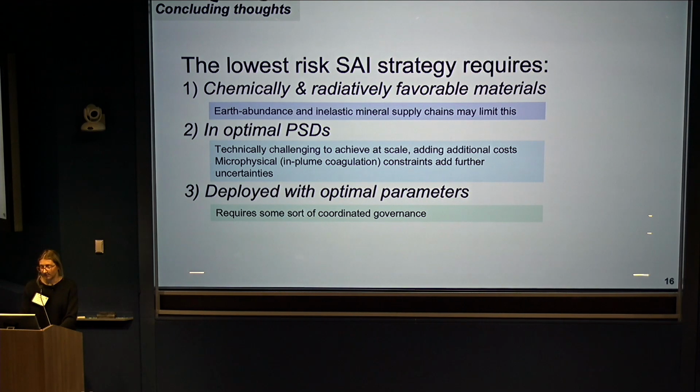And in addition to this, there are a lot of other uncertainties that come along with aggregate formation. Even if you disperse monomers, what happens post-dispersal in the plume, which I think a lot of people are thinking about, or even in the quiescent stratosphere. This adds a lot of further uncertainties. And three, it needs to be deployed with optimal deployment parameters, which requires some sort of coordinated governance, and any sort of absent or sporadic governance potentially threatens this.